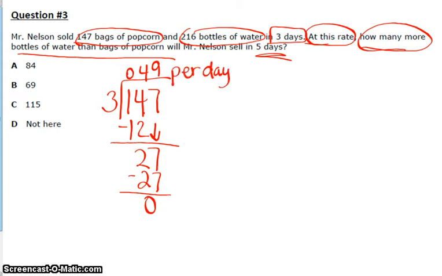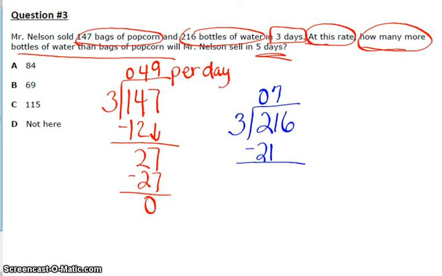Okay, so now I'm going to do the same thing with the bottles of water. He sells 216 bottles of water in 3 days. I want to know how many bottles he sells in 1 day. 3 goes into 20, does not go into 2. 3 goes into 21 7 times. 7 times 3 is 21. When I multiply and subtract, I get 0. I bring down my 6. 3 goes into 6 twice. 2 times 3 is 6. And so again, my division process is finished because it terminates. So he sells 72 bottles per day.